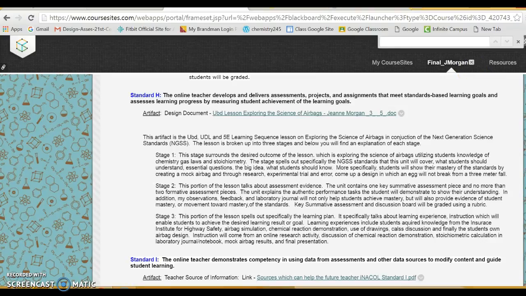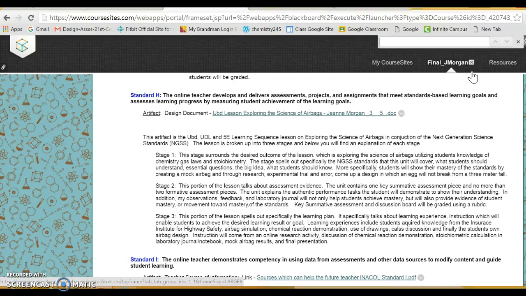Standard H, the online teacher develops and delivers assessments, projects, and assignments that meet standard-based learning goals and assesses learning progress by measuring student achievement. Here is the artifact, the UBD lesson itself. This artifact is UBD, UDL, and what I have as a 5E learning sequence lesson on exploring the science of airbags in conjunction with the Next Gen Science standards. The lesson's broken up into 3 stages. Stage 1 is about the desired outcome of the lesson. Stage 2 talks about the assessment evidence, and Stage 3 is the portion of that lesson that spells out specifically the learning plan. All of them have key components in here.